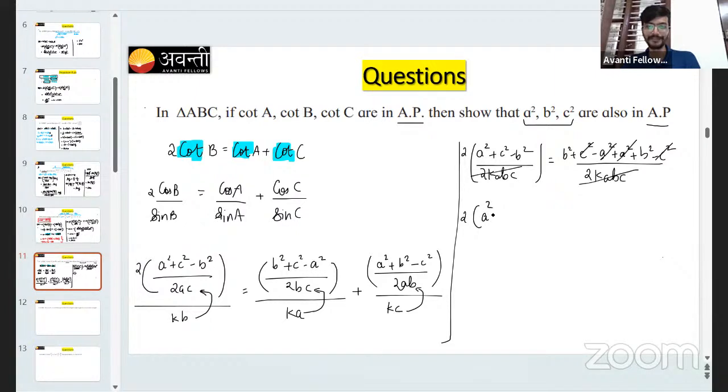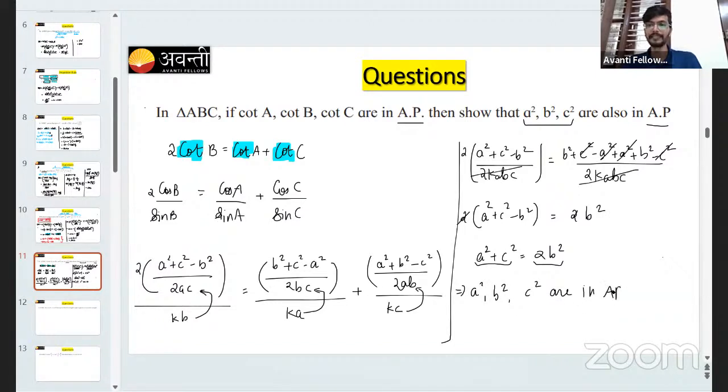Two is also going to get cut. Wait, A square plus C square minus B square is equal to B square plus B square, 2B square. Yes, 2 will get cancelled. So I'll get A square plus C square is equal to 2B square. Now, B square plus B square. And what does this mean? Twice the middle term is equal to the sum of first and third. That means A square, B square, C square are in AP. Hence proved. Got it?